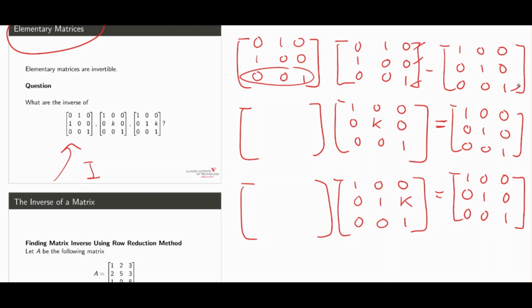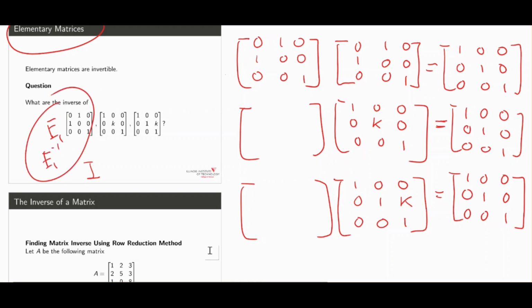So as you can see pretty easily, this operation right here is being undone, right? So now this matrix multiplied by this matrix equals this identity matrix. Therefore, this matrix here is invertible. And what is the inverse of this? The inverse of this is itself. So if you call this E1, then E1 and E1 inverse are the same matrix.